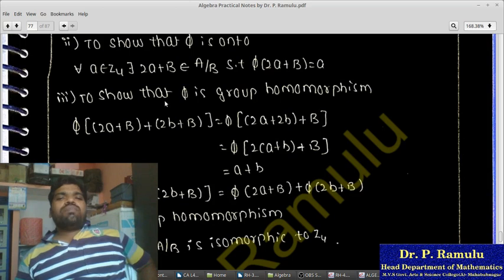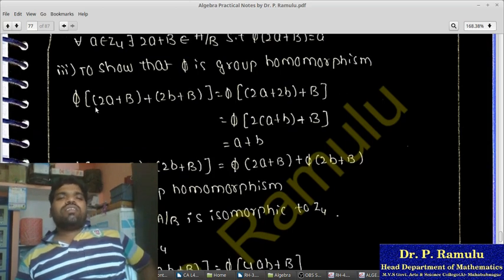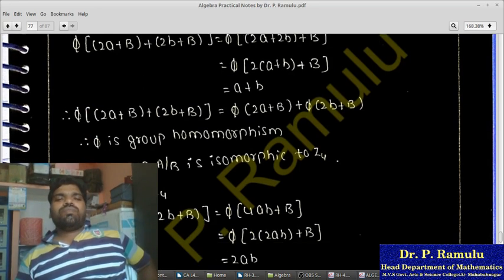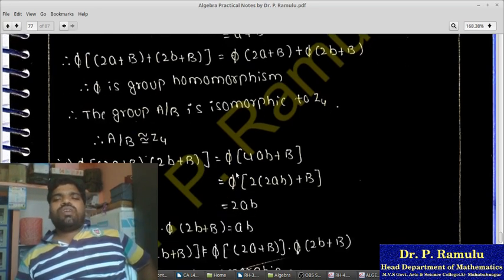To show that pi is a group homomorphism, pi of (2a + B) + (2b + B) equals pi of 2(a + b) + B, according to the quotient addition, that equals a + b, which is pi of 2a + B plus pi of 2b + B. So pi is a group homomorphism. Therefore, the group A/B is isomorphic to Z4.